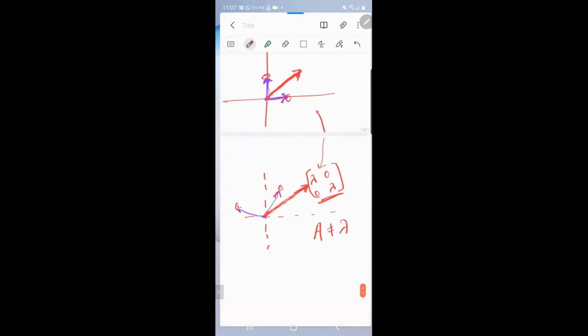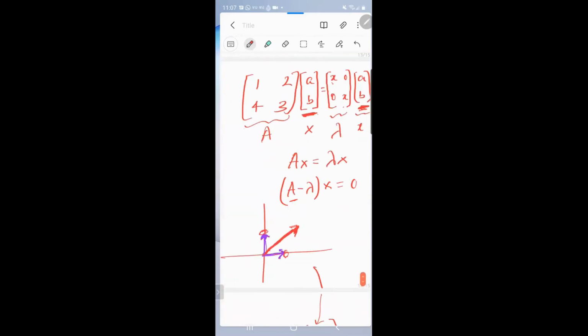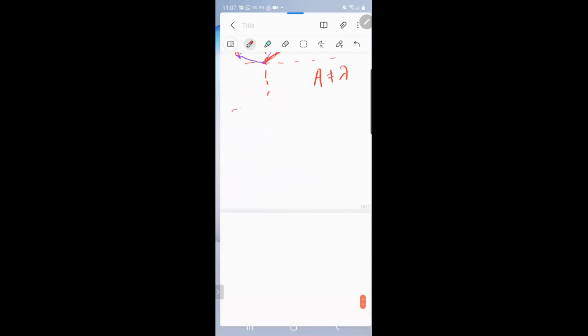So now we have this matrix here, 1, 2, 3, 4. So we have a vector AB. And this is the result of the explanation that I just gave. Applying this transformation A on this vector AB results in just a scaled copy of the same vector. Now, how do we solve this?